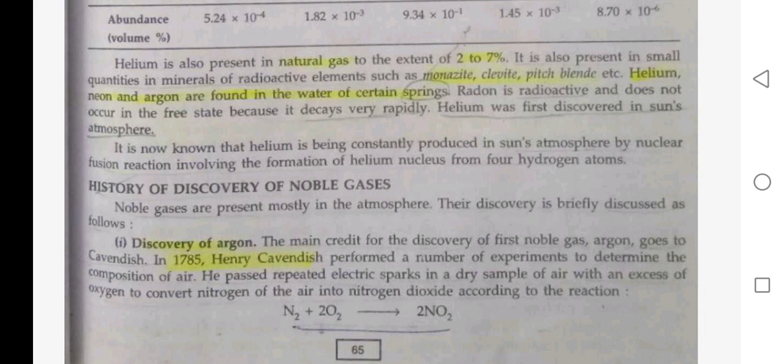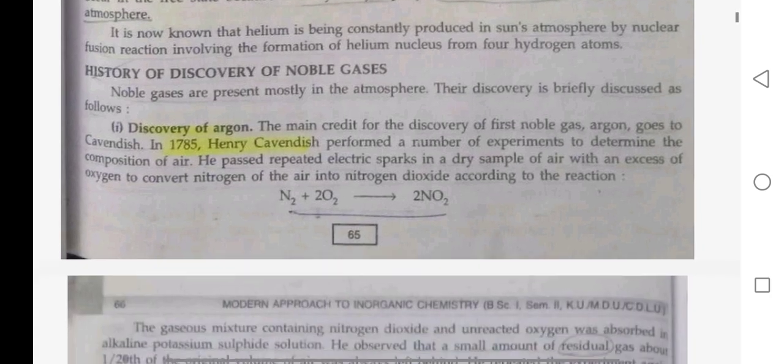Helium was first discovered in the sun's atmosphere. It is now known that helium is being constantly produced in the sun's atmosphere by nuclear fusion reactions involving the formation of helium nuclei from 4 hydrogen atoms. History of the discovery of noble gases. Noble gases are present mostly in the atmosphere. Their discovery is briefly discussed as follows.